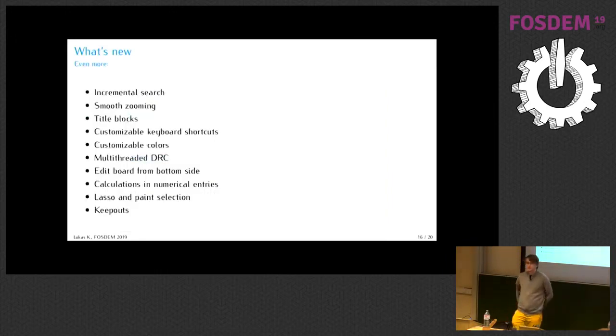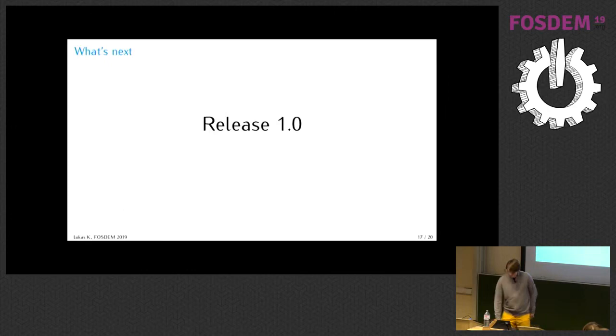For example, you've got incremental search like in every modern text editor. Also some niceties like smooth zooming, or fully customizable keyboard shortcuts and colors, so you aren't stuck with my choices anymore. And also performance improvements like DRC that makes use of all available threads. But what's next from this point?